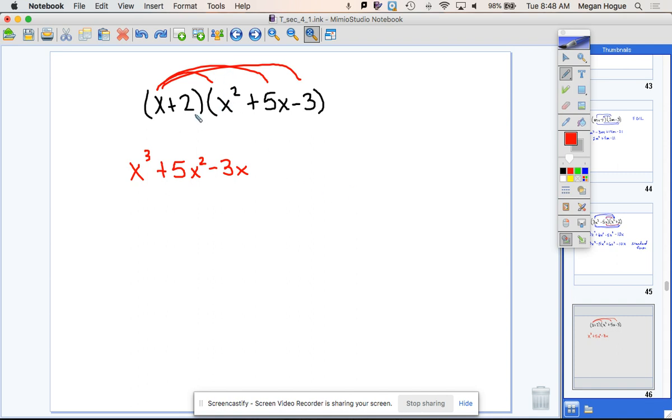All right, well, I'll just do it in red. So I'm going to take the 2 and distribute all the way through. So 2 times x squared, 2x squared. 2 times 5x, 10x. 2 times negative 3, negative 6.